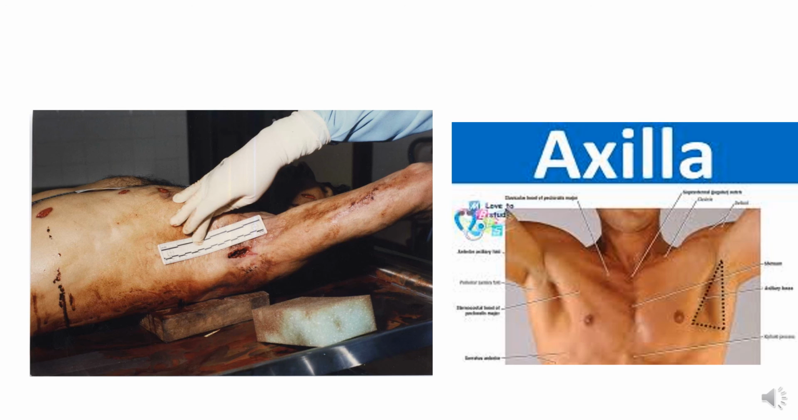This is a picture showing a patient with multiple stab wounds. You can see them on the chest, on the abdomen, on the face, and in the region of the axilla. So here the axillary artery can be damaged, the axillary vein can be damaged, or the cords and the branches of the brachial plexus can be damaged.